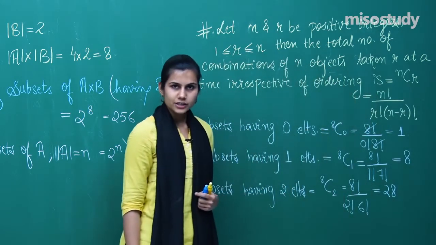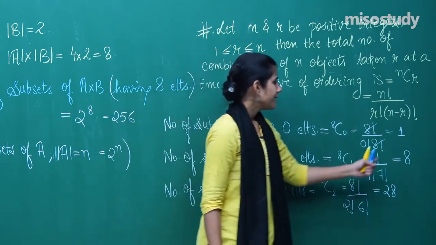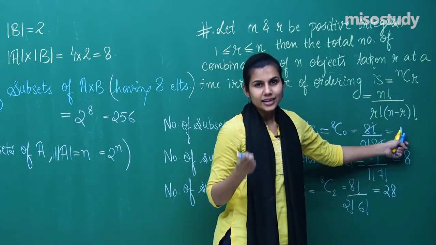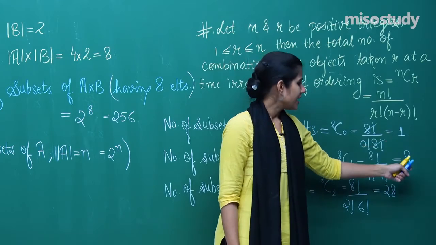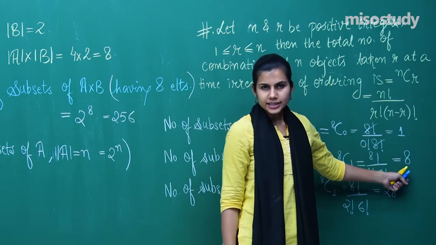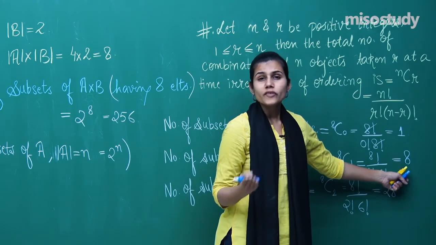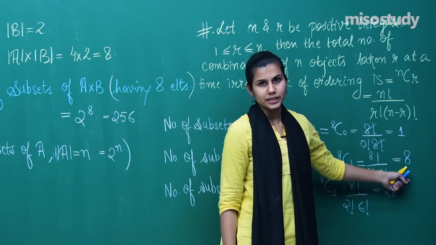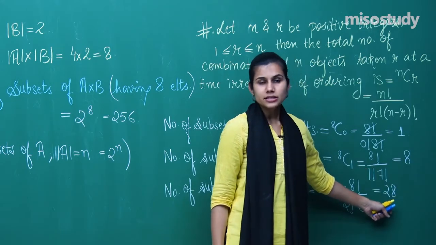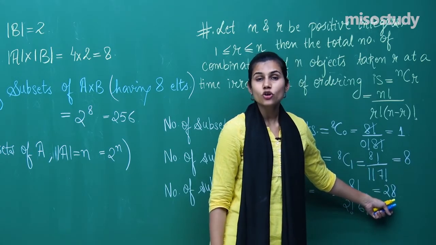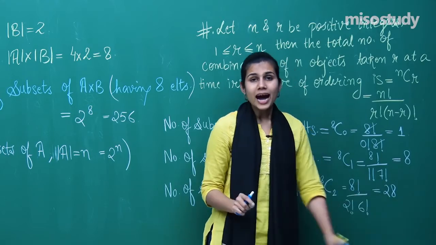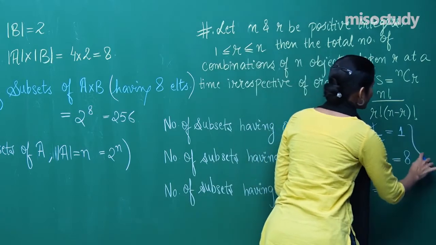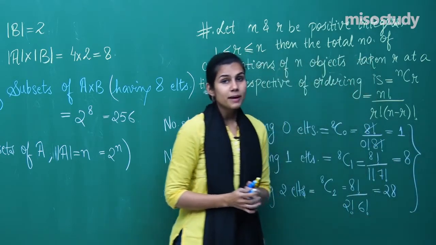That means there is only one subset of A cross B with 0 elements, and we know what that is. That is the empty set. We have 8 singleton sets sitting as subsets of A cross B. Obviously, each singleton set consists of one of those 8 members which make A cross B, and there are 28 subsets of A cross B consisting of only 2 members. I don't want all of them because none of them contain at least 3 members.